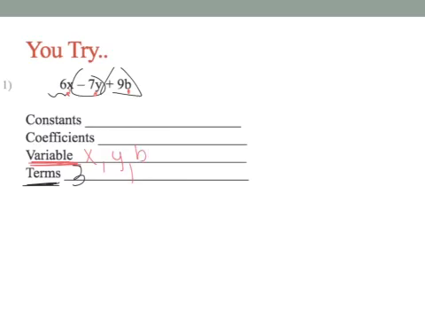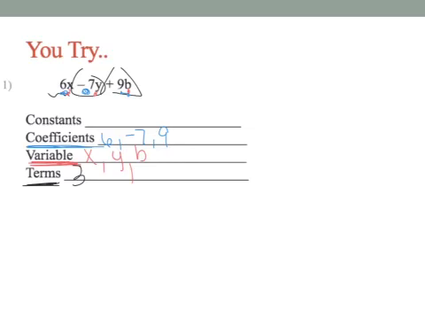Okay. Then I'm going to go to coefficients. So coefficients are your numbers that are being multiplied by your variables, so the numbers that are in front of your variables. So we already said we had a variable of x, so that has a 6 with it. We already said we had a variable of y, so that has a negative 7 with it. And then we also have this variable of b, which has a 9.